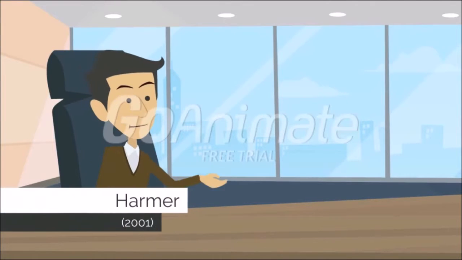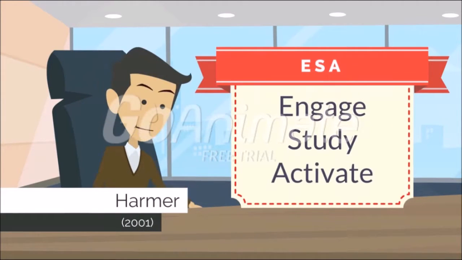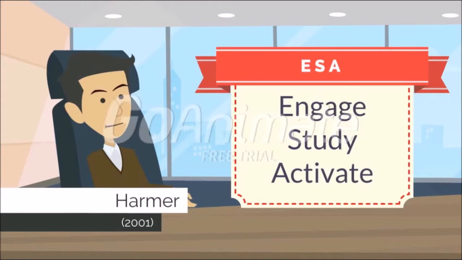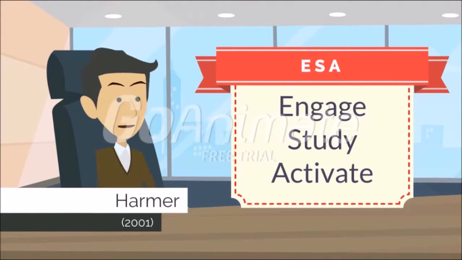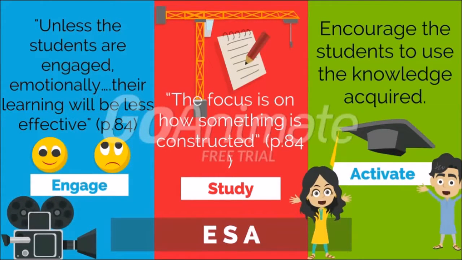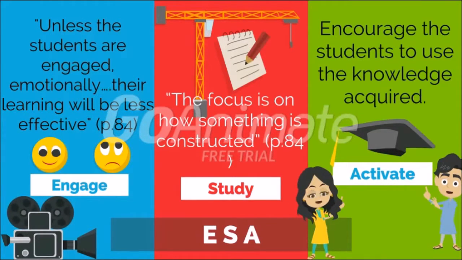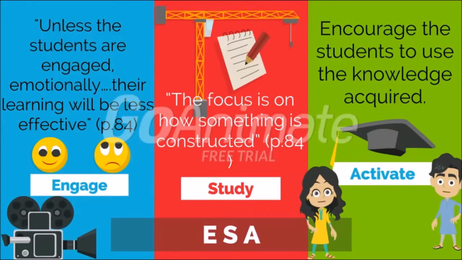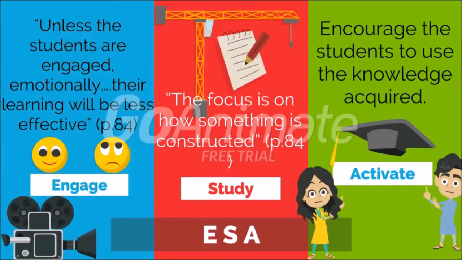In our lesson, we used the ESA model, which according to Harmer stands for Engage, Study, and Activate. Harmer states that unless the students are engaged emotionally, their learning will be less effective. So, following the author's statements, we engaged our students using a video related to the main topic.